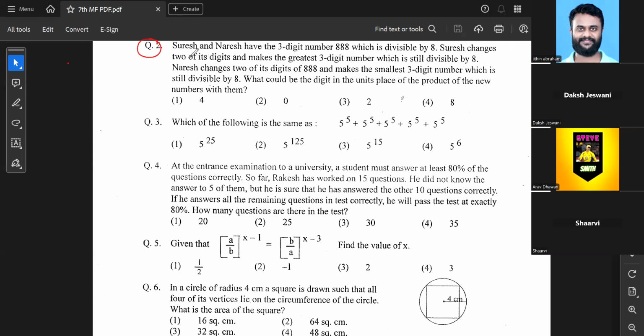That is question number 2. Suresh and Naresh have three-digit number 888, which is divisible by 8. Suresh changes two of its digits, makes it greatest three-digit number, which is still divisible by 8. Now, can anyone say what will be that greatest three-digit number which will still be divisible by 8?